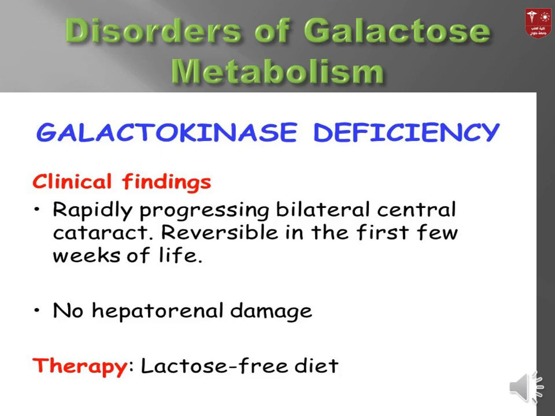يبقى برضو احنا عندنا هنا الجلاكتوكينيز ده من احد اسباب الكاتاركت، بس في الاطفال الصغيرين قوي اللي هم لم يتعدى عمرهم اسابيع، لان الجينيتك ديفكت ده موجود من الولاده، منذ الولاده. فالاطفال دول بيبقى عندهم كاتاركت نتيجه الاكيوميليشن اوف جالاكتوز، بيتحول لجالاكتيتول اللي هو الشوجر الكول بتاع الجالاكتوز، وبرده يشد ميه، يعمل اوزموتيك افكت ويعمل اكيوميليشن اوف الفلويدز في اللانس اوف ذا اي، فيعمل الكاتاركت. اذروايز ما بيعملش اي تيشو دامج. والحل هنا ان انا ادي لاكتوز فري دايت.